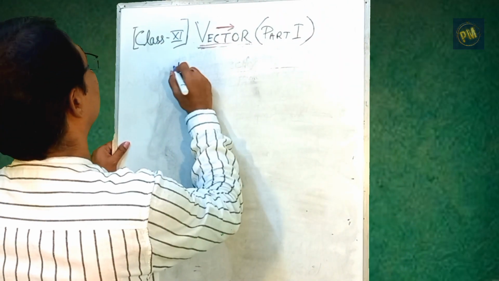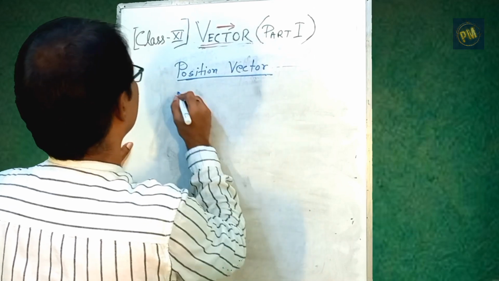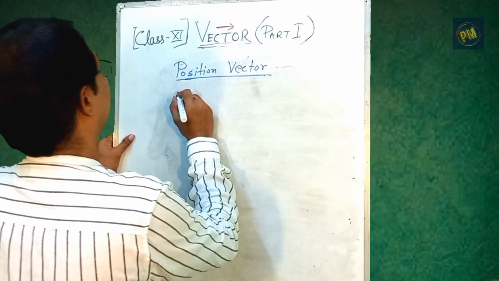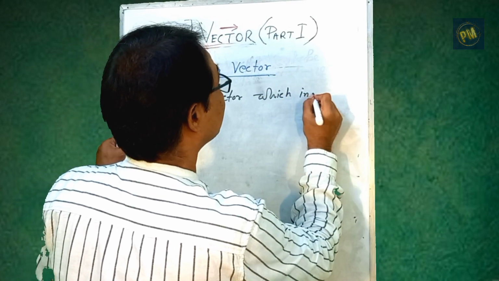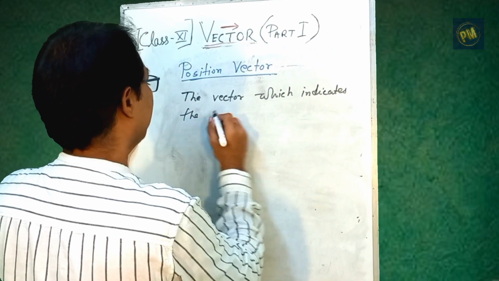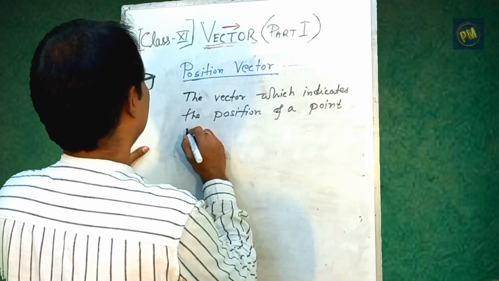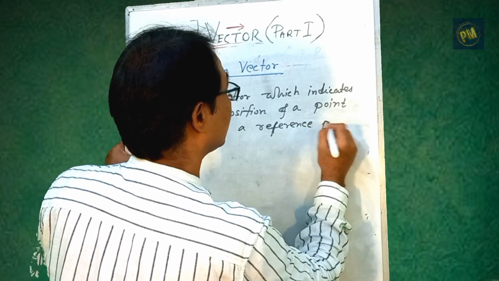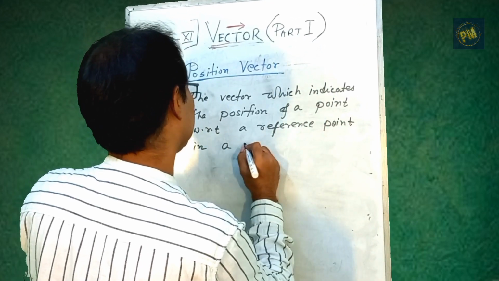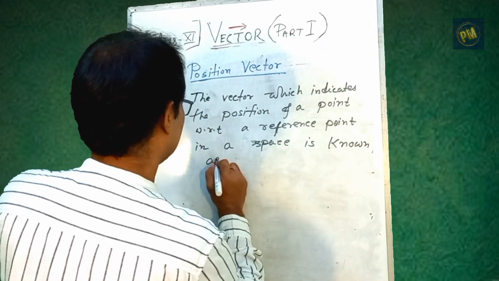Position vector. What is position vector? The vector which indicates the position of a point with respect to a reference point in a space is known as position vector.